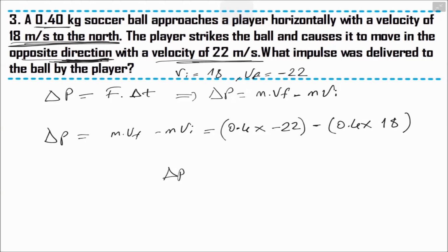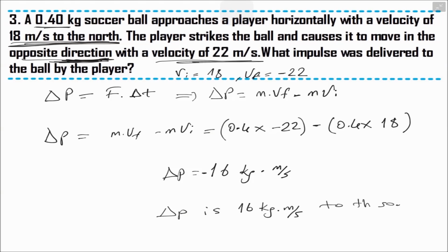So delta P is going to be negative 16 kilogram times meter per second. If it is negative 16, that means the direction is south. So delta P is 16 kilogram times meter per second to the south.